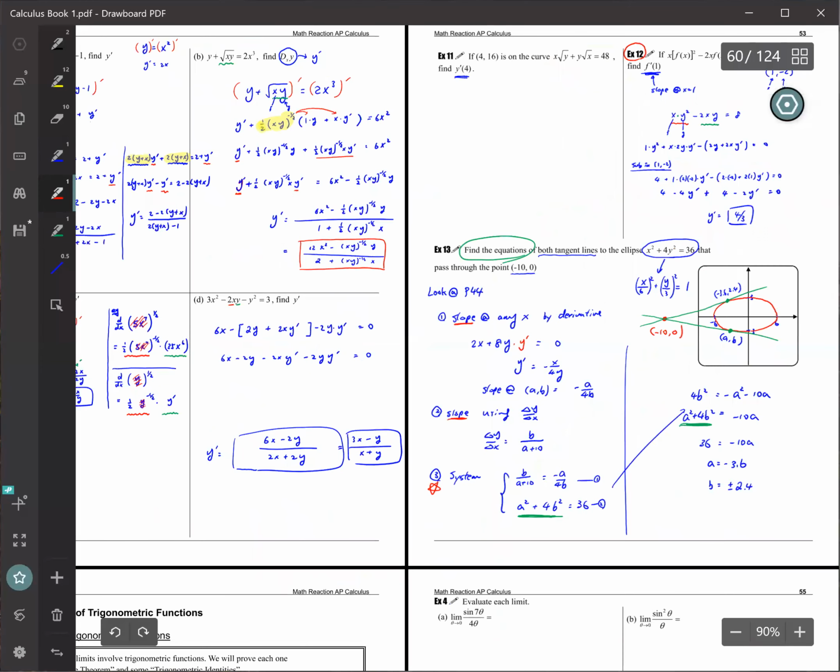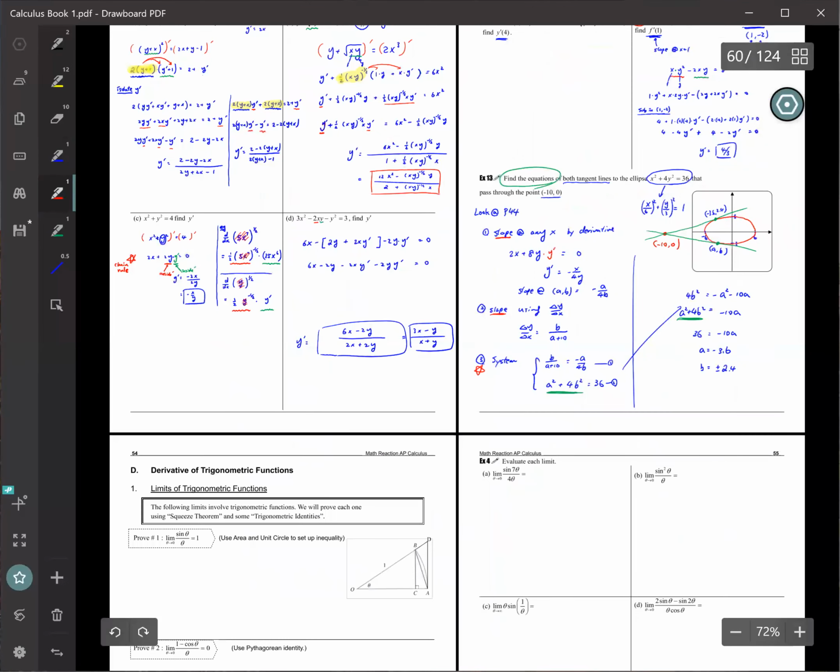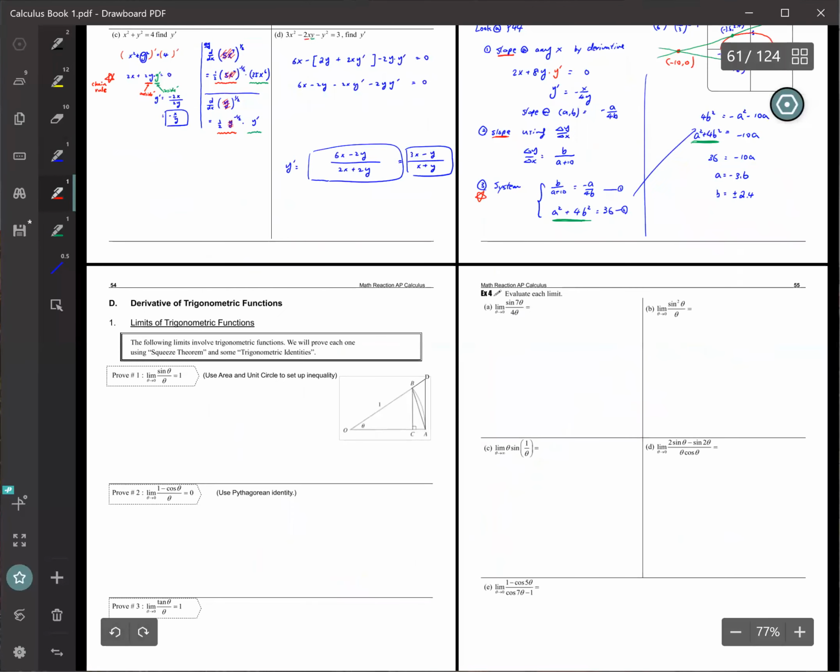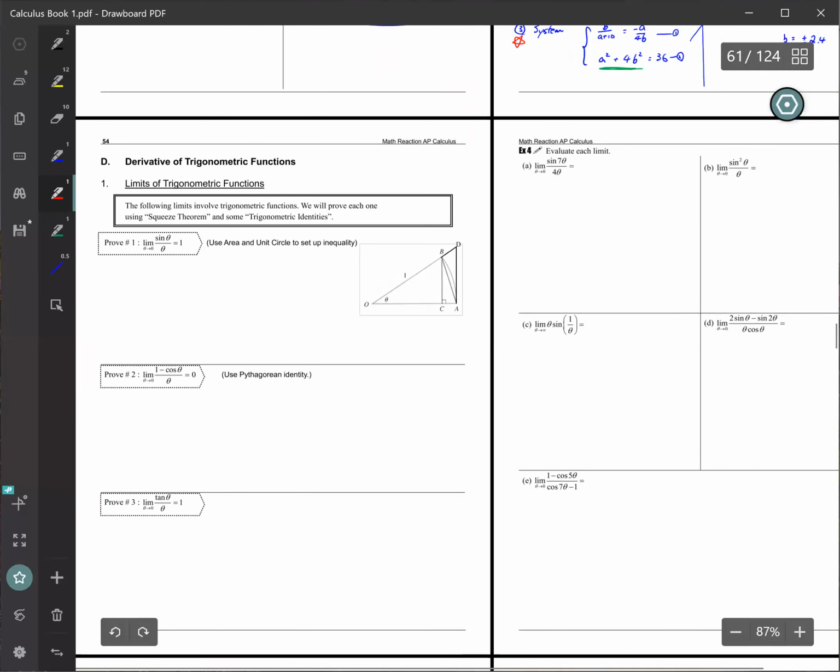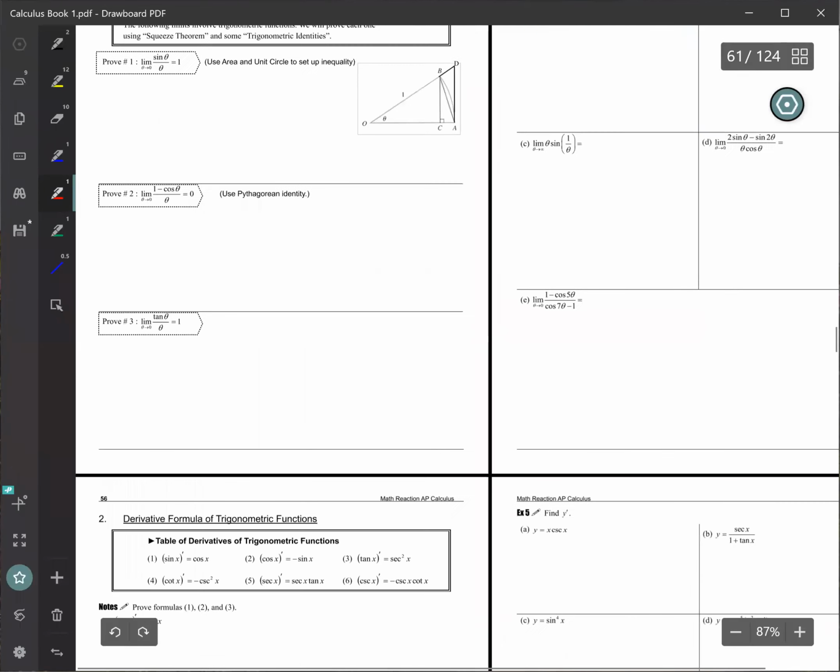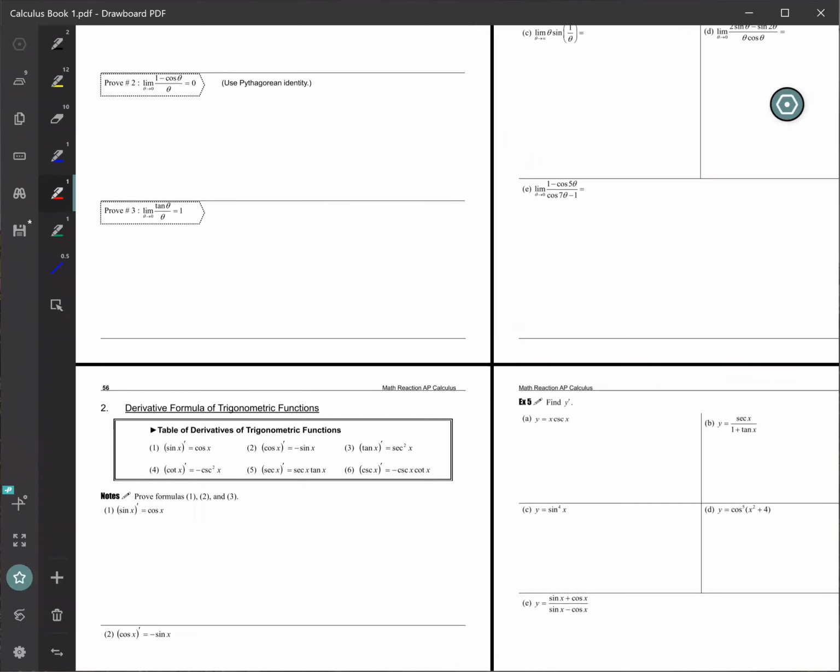Okay, so today the main topic is trigonometry. Trigonometry has two parts. First, we need to talk about questions about limits. Some of them we mentioned before. And then the second part is the derivative of trigonometric functions.